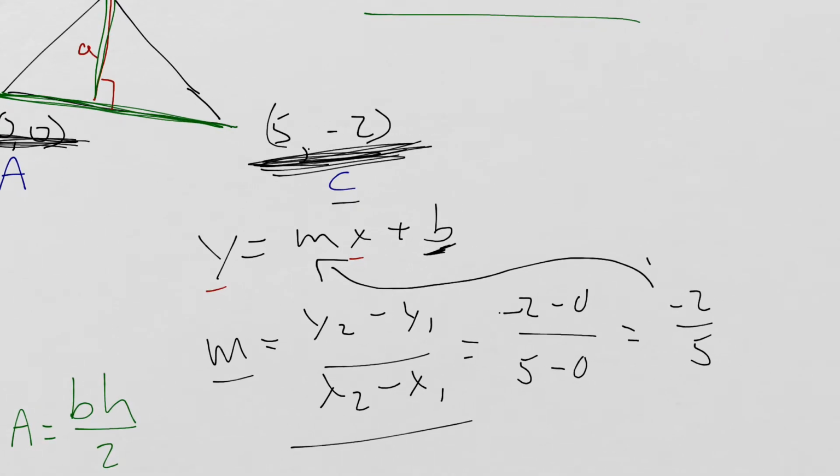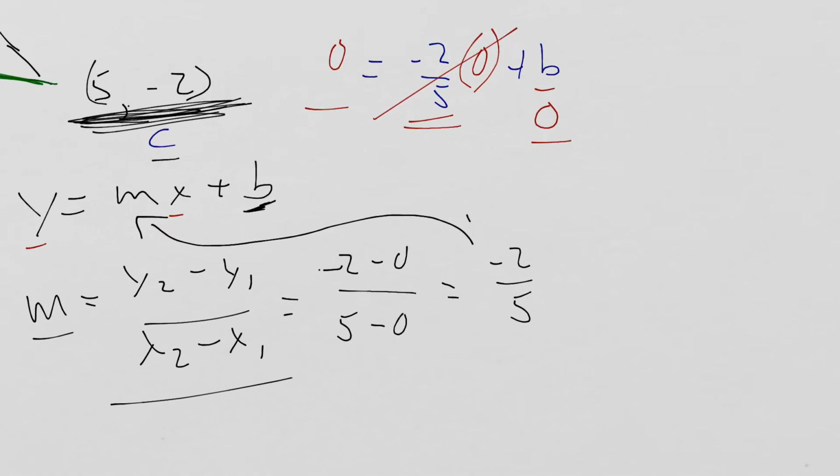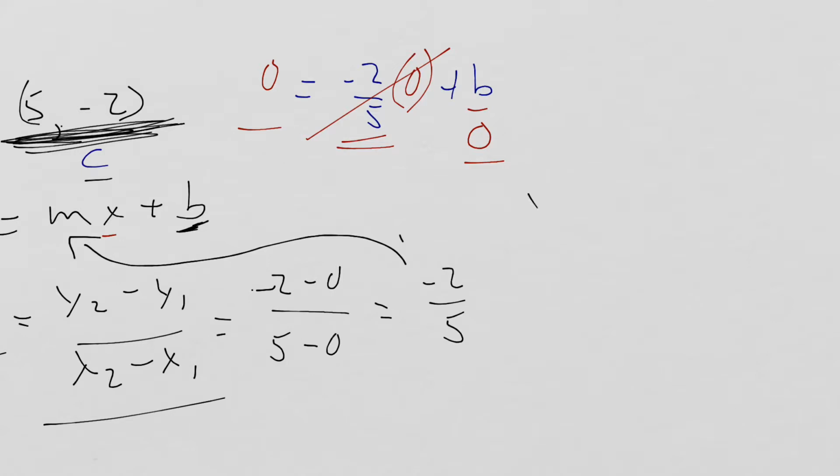So I'm going to put negative 2/5 in for m. I'll rewrite it over here. So y equals negative 2/5 x plus b. And in fact, we want to put values in for x and y. We're going to put in 0 and 0. Now you can see that this is going to cancel off. So my b value also must be 0, because what plus 0 equals 0. So now we have the equation of our line, y equals mx plus b.